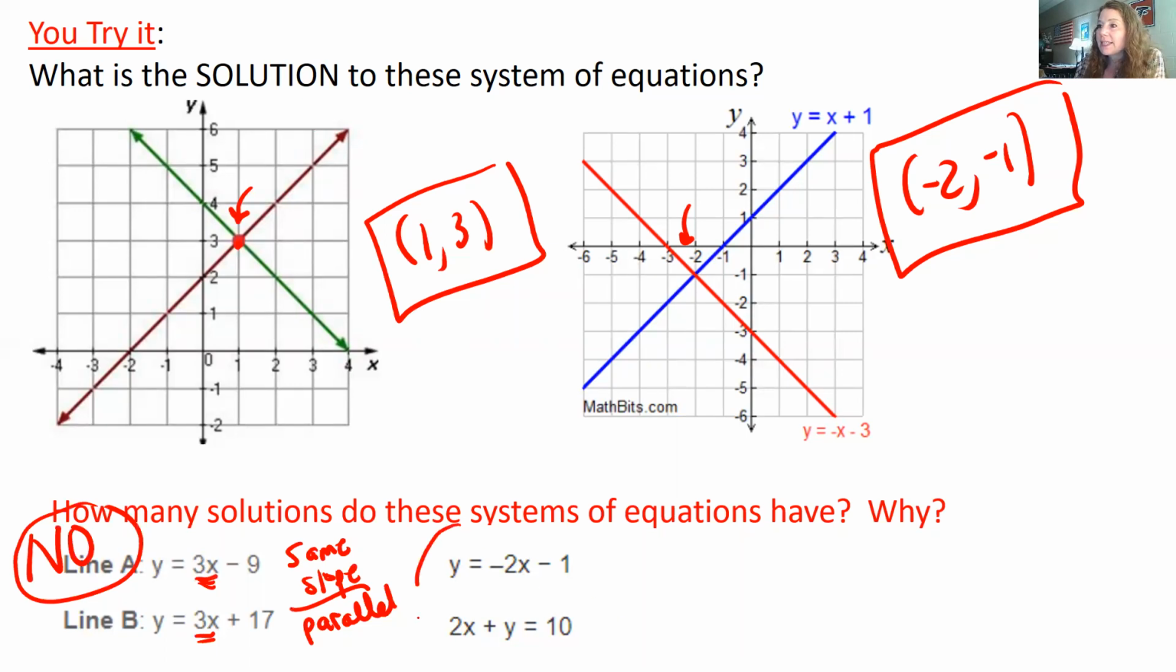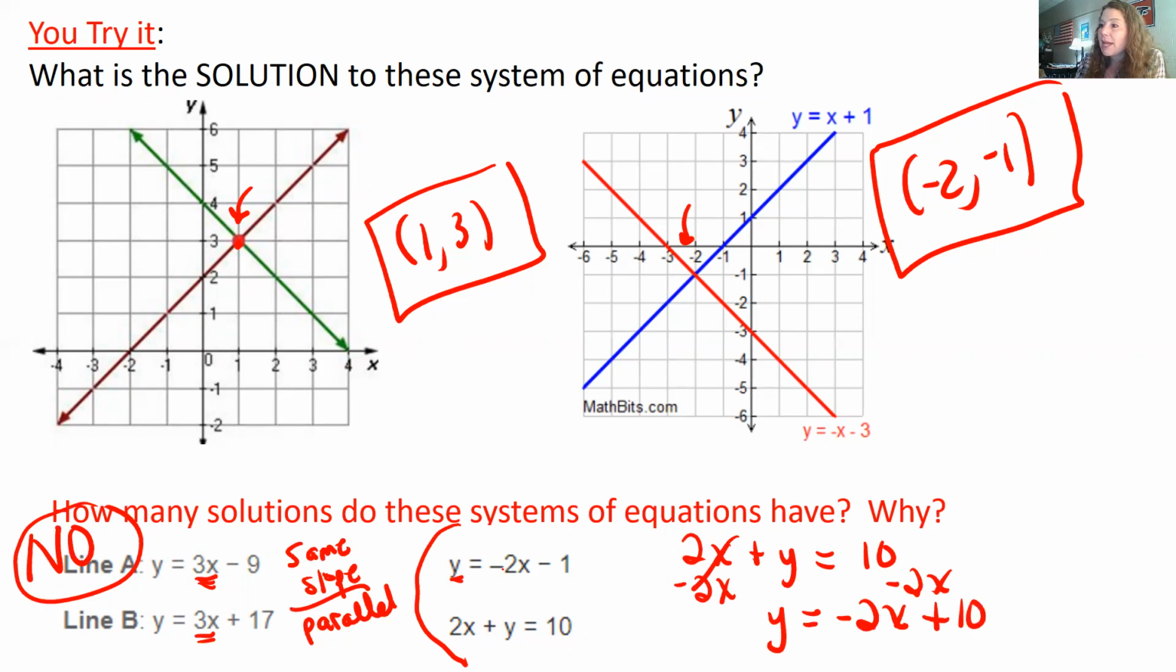All right, let's look at this group. So this one's already solved for y. So we're going to take the second equation and we're going to solve it for y and see if there's anything they have in common, right? So we're going to solve for y by getting rid of 2x. So I'm going to bring down y equals negative 2x plus 10.